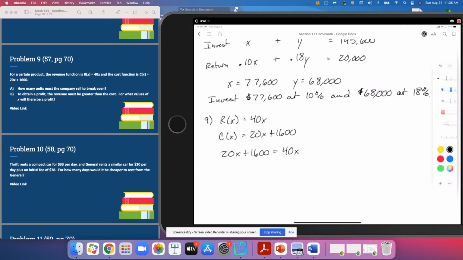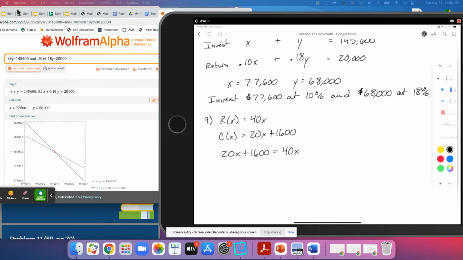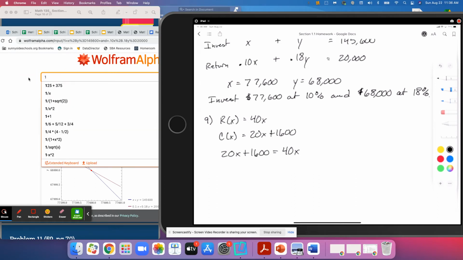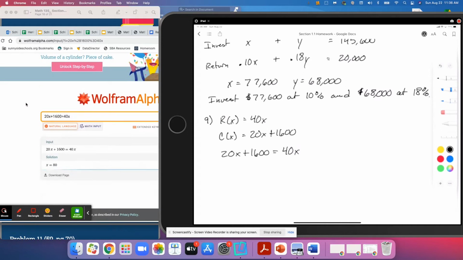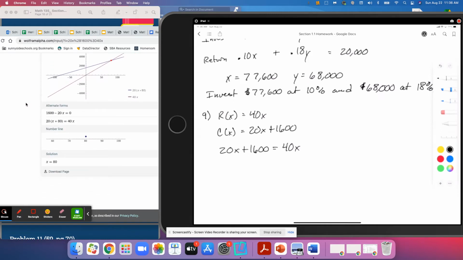And by doing that in Wolfram, we are going to have 20x plus 1600 is equal to 40x, and we'll see what we get. Our solution, folks, is 80.